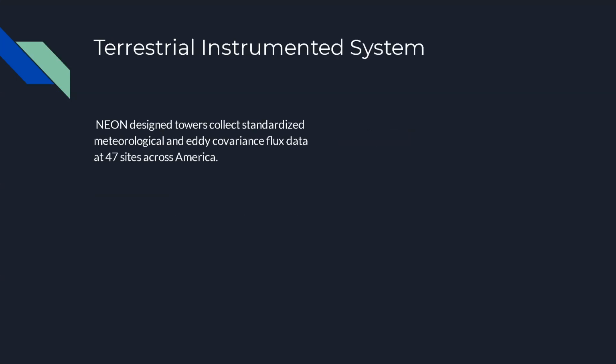I am focused on the TIS system, which is the terrestrial instrument system. NEON has designed towers that collect standardized meteorological data as well as eddy covariance flux data at 47 sites across America, from Hawaii to Barrow, Alaska, and even in Puerto Rico. We have a few sites there.